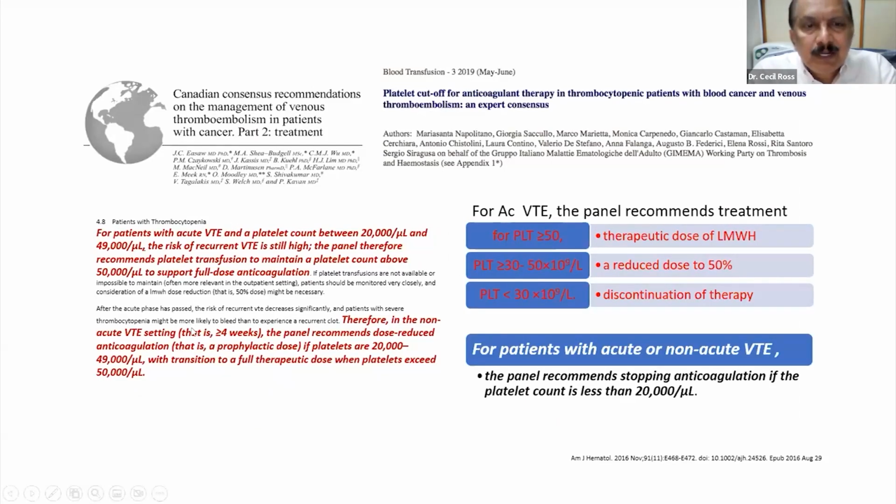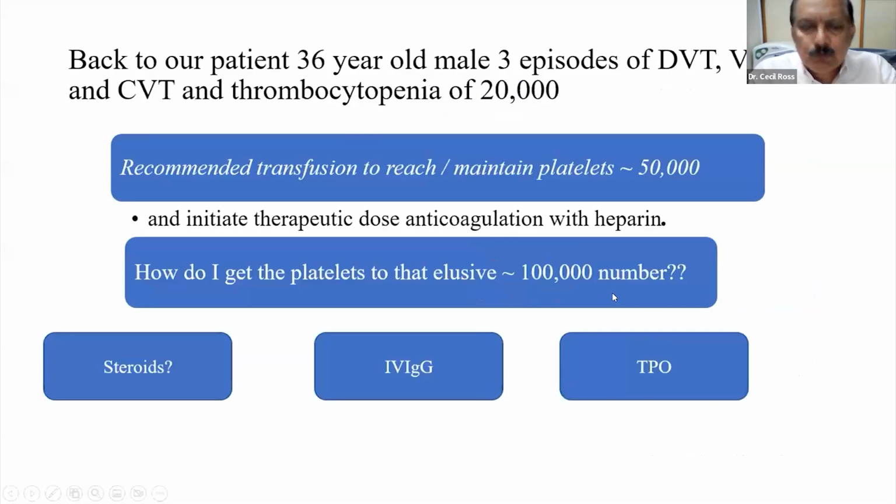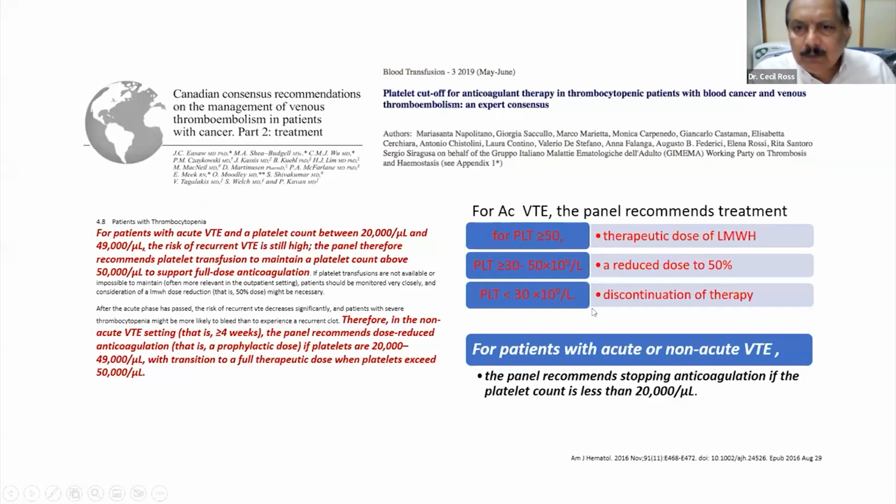Okay. Now there are various guidelines that say that for patients with acute or non-acute venous thromboembolism, you have to stop anticoagulation if the platelet count is less than 20. All right. So, okay, we'll not give anticoagulation to this patient. So what will you do? You've got thrombosis, brain venous infarcts, old case of recurrent DVT, platelet is low. So the recommendation is if the platelet is more than 50, give therapeutic dose of low molecular weight heparin. 30 to 50, give reduced dose. And platelet less than 30, you discontinue therapy.